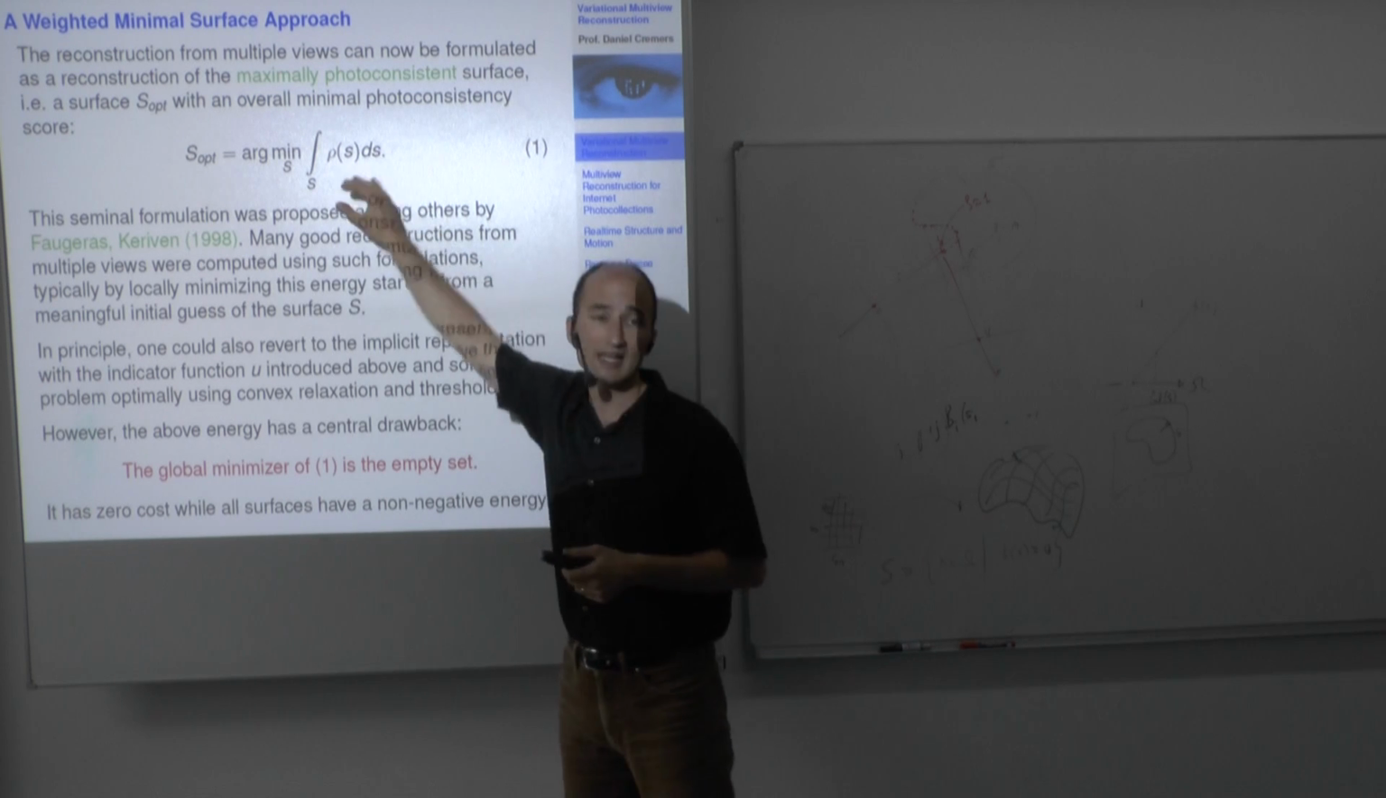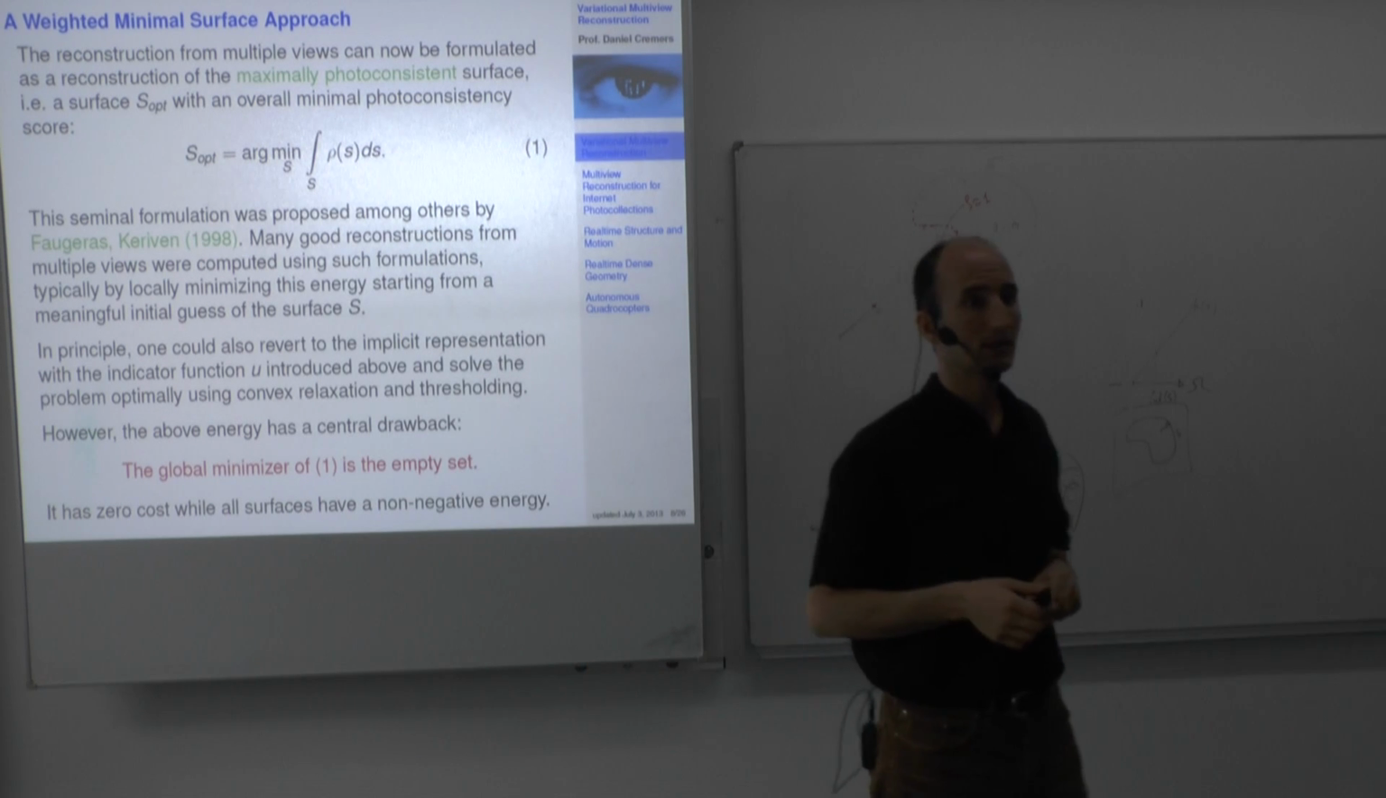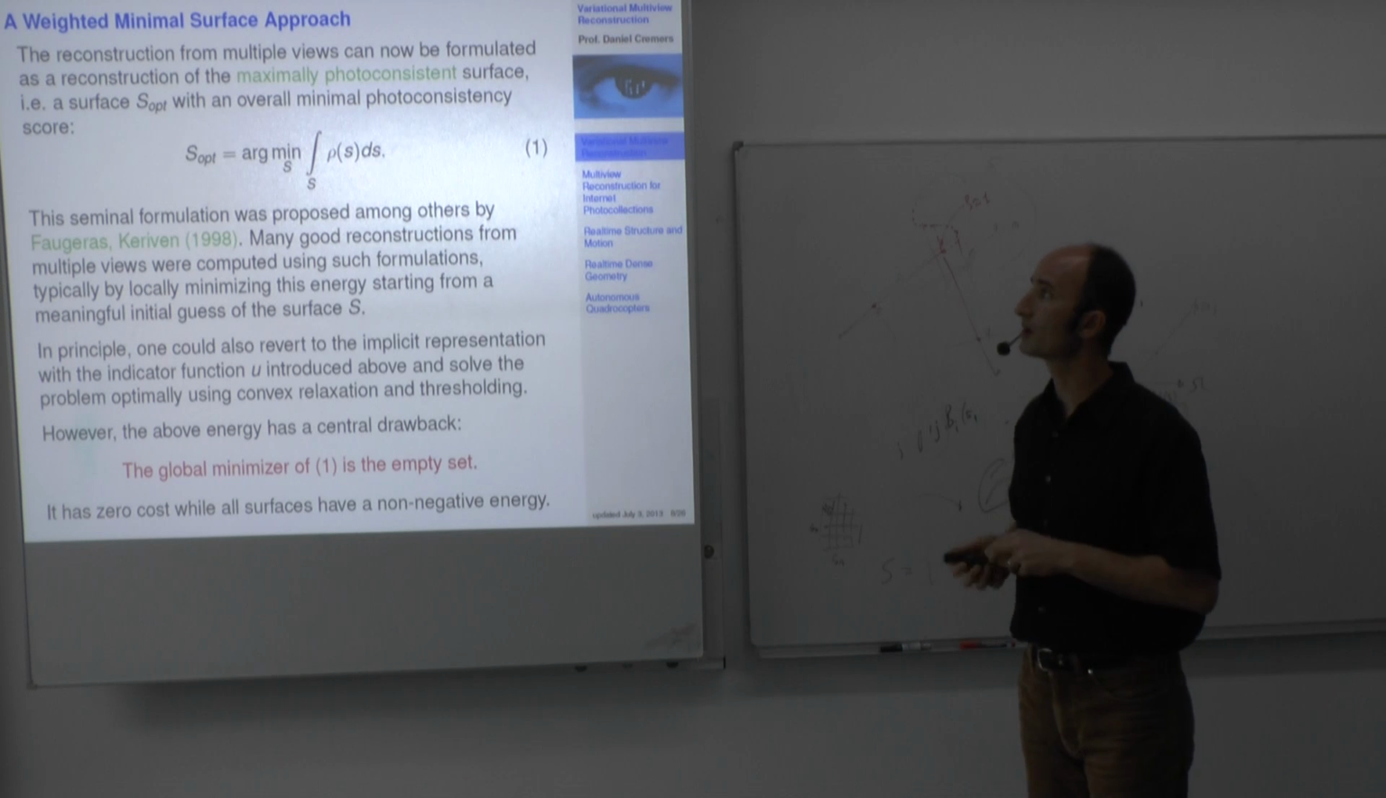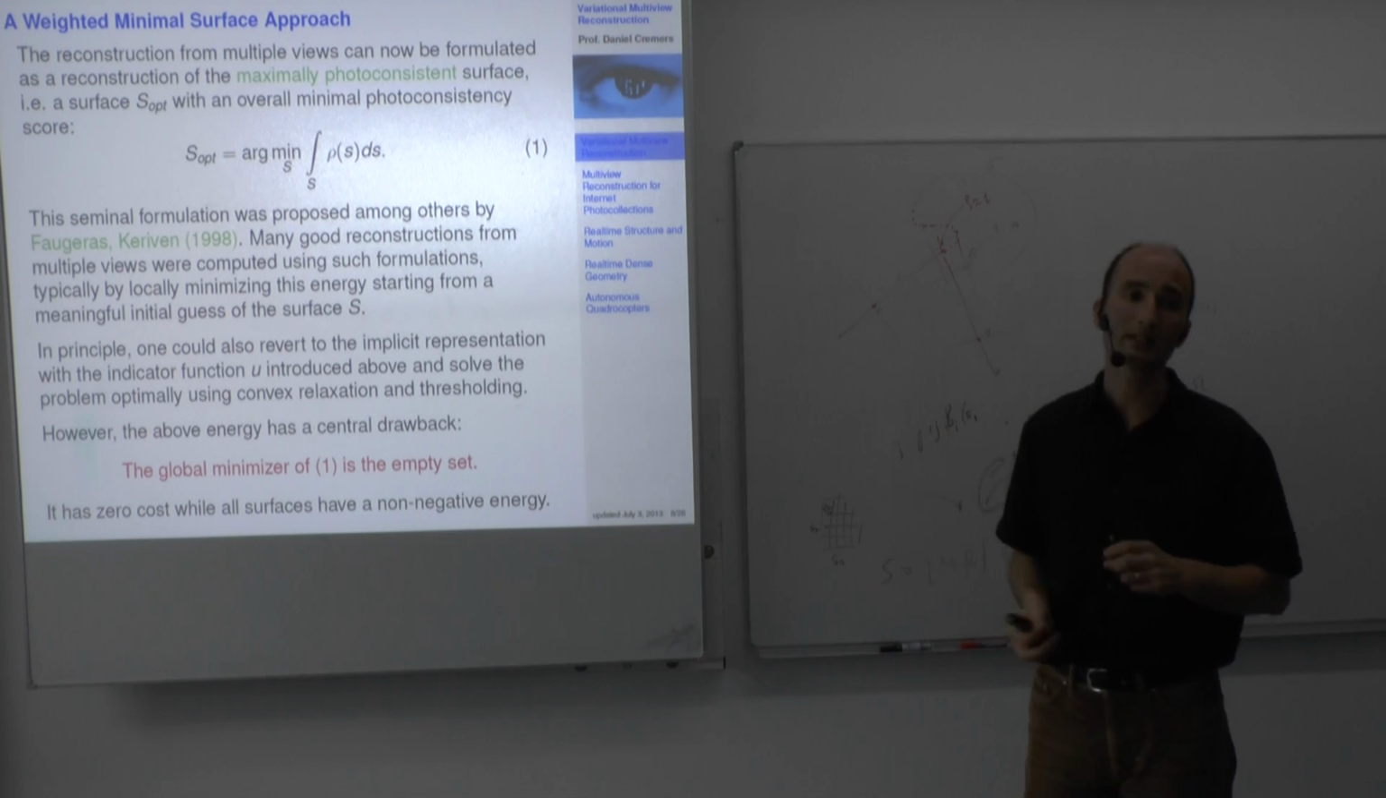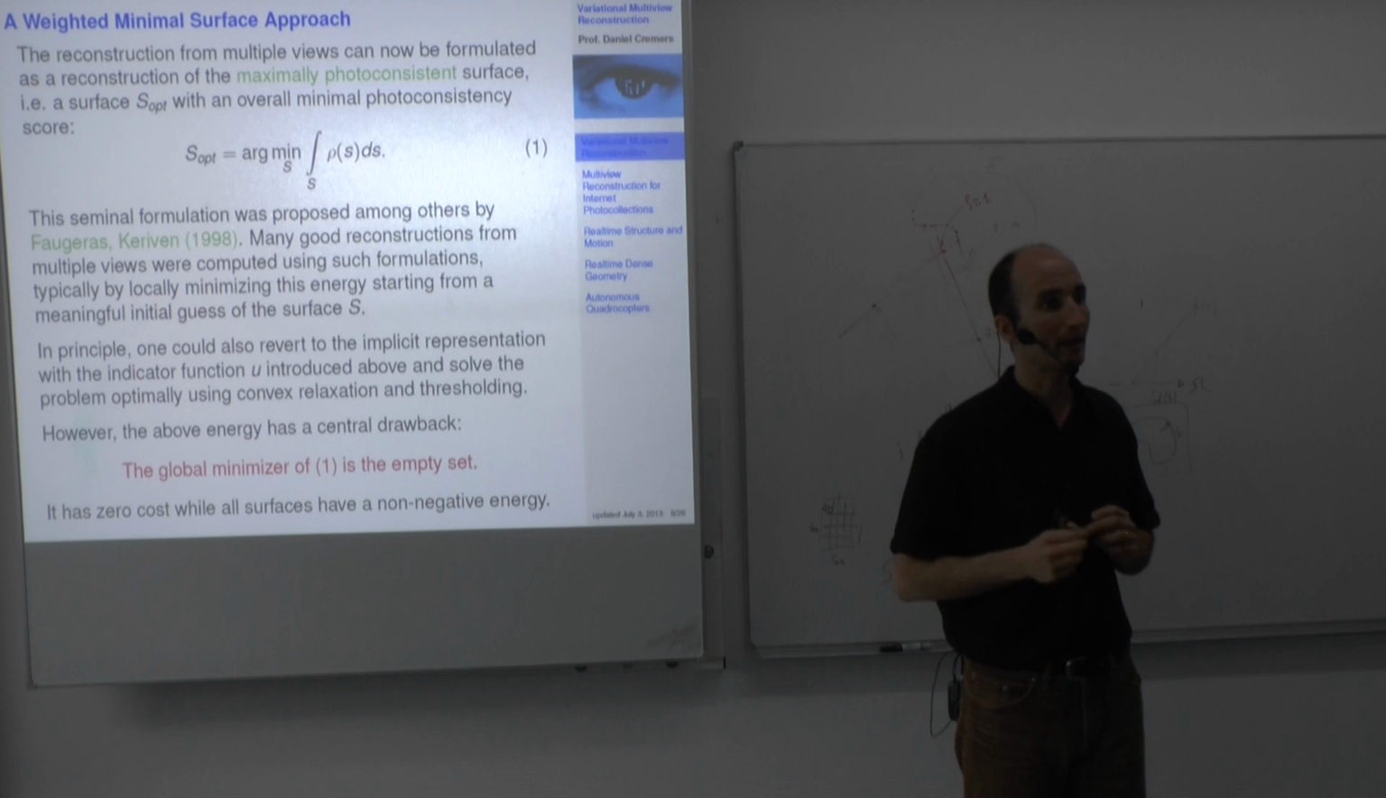Whereas if the energy is high, it means it's a bad surface. And so clearly now I have a cost function that allows me to distinguish a good reconstruction from a bad one.